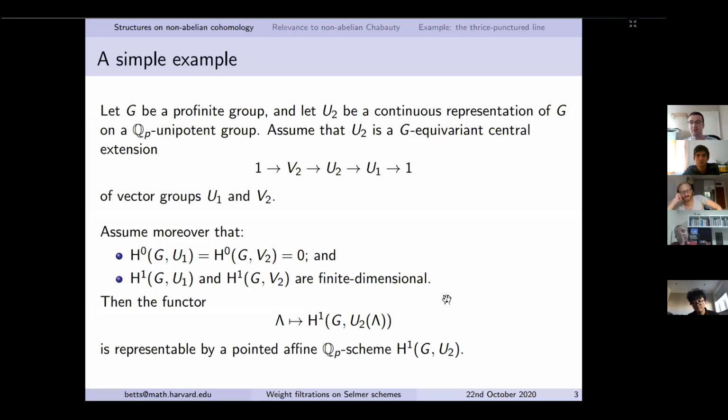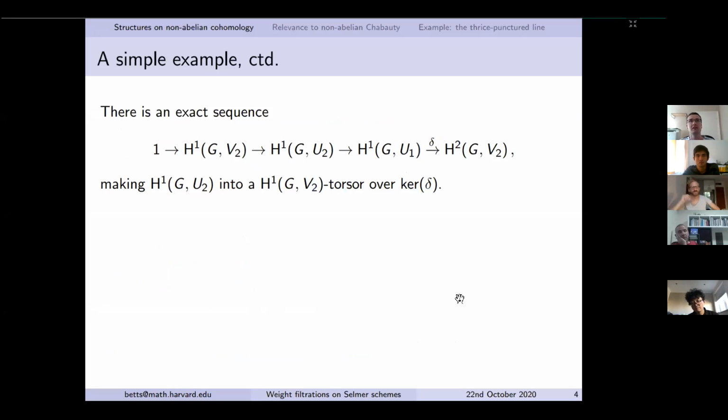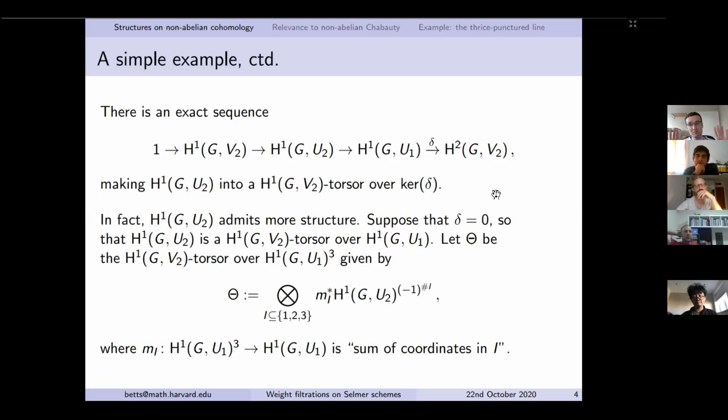Part of this structure you already see when you examine the proof that this thing is representable. The way you prove this is you use a certain long exact sequence in non-abelian cohomology, which makes this non-abelian cohomology scheme into a torsor under this vector group over a certain subscheme of this vector group. So you certainly have a torsor structure lying around. This is relatively well known, but in fact there's more going on here than just this torsor structure on the non-abelian cohomology. Let's assume for simplicity that our coboundary map delta over here is the zero map.